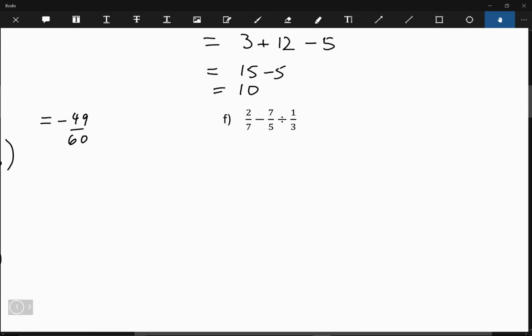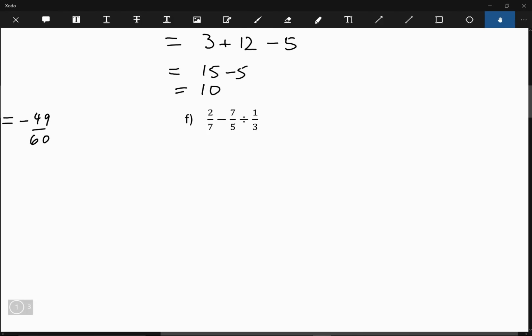All right, next one. So 2 over 7 minus 7 over 5 divided by 1 over 3. We can't divide fractions unless we convert to multiplication. So what I'm going to do is change the division to a multiplication and flip the 1 over 3 to 3 over 1. Okay? That means I have to do the multiplication first.